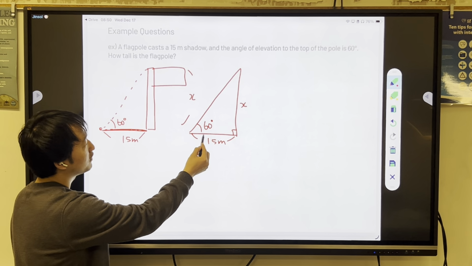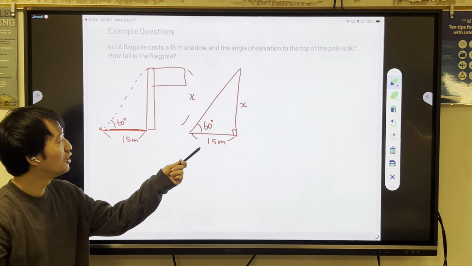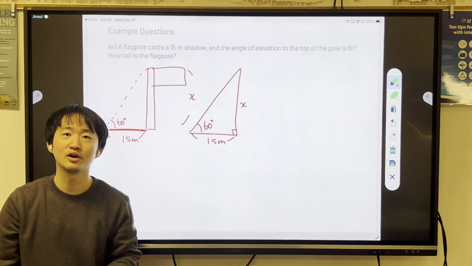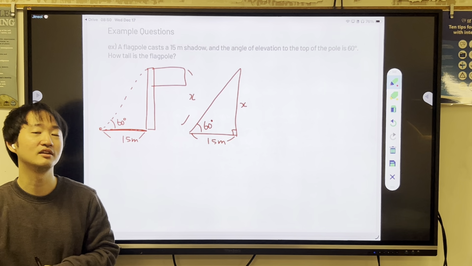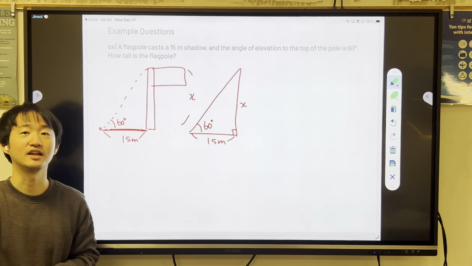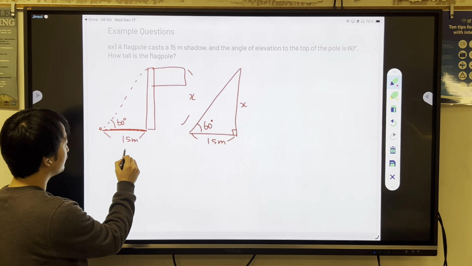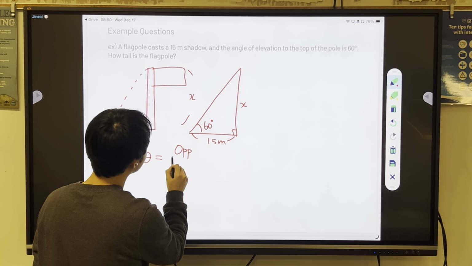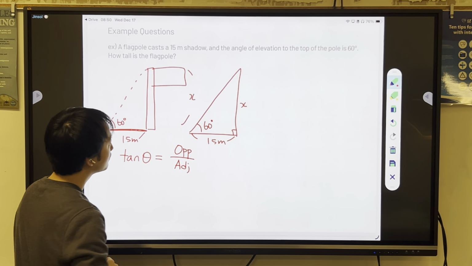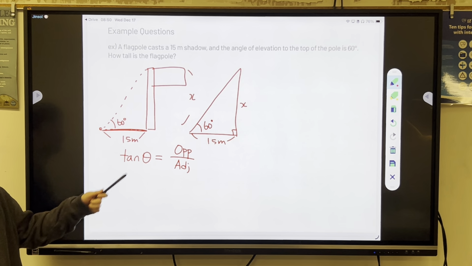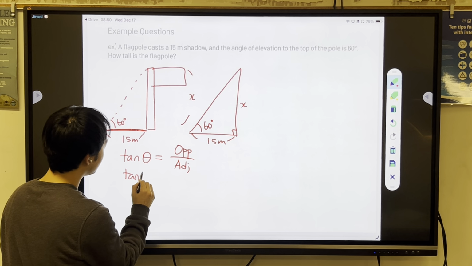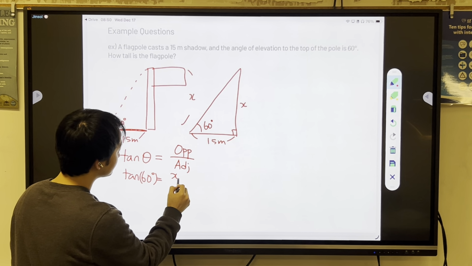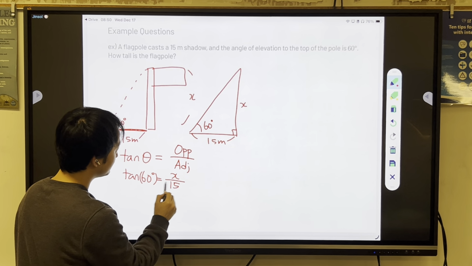From the point of view of 60 degrees, I know the adjacent side, 15 meters, and I'm looking for the opposite side. So the ratio that we have to use has to involve the opposite and the adjacent. And the ratio that does that is the tangent ratio. So let's write down the formula for the tangent ratio. And then in this case, theta is 60 degrees, the opposite is x, and the adjacent is 15.